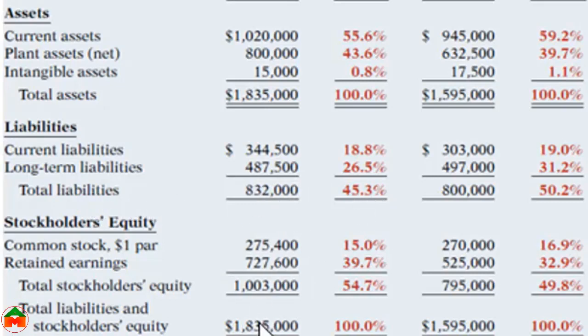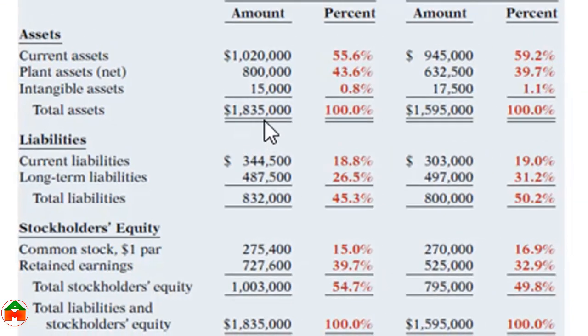So vertically, we are comparing the items with the base amount. This is the vertical analysis. Here the base amount is total liabilities and equity, and here the base amount is total assets. In this way, we can find out the percentage of other items compared to a base item or base amount.